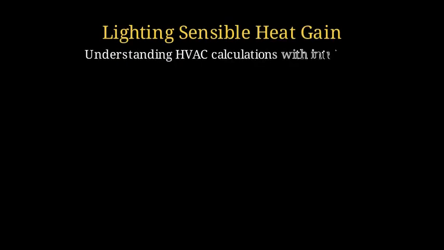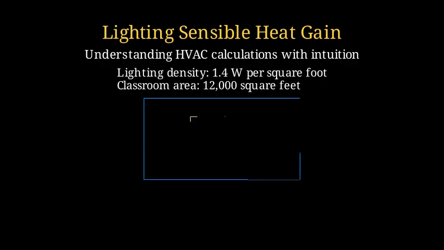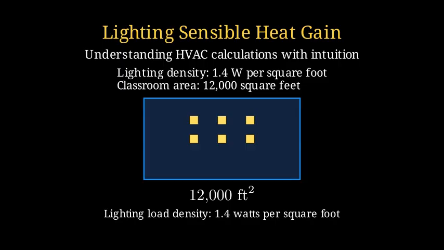Welcome to MathGPT. Today we are walking through a lighting sensible heat gain problem. We are told we have a 12,000 square foot classroom with lighting installed at 1.4 watts per square foot. We'll visualize it so the numbers make sense. This number, 1.4 watts per square foot, is the lighting load density. The use factor is 0.85, and the ballast factor is 1.10, which further adjusts our total contribution.